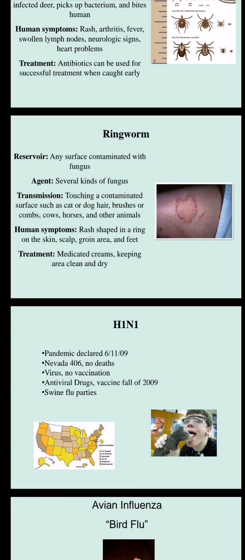Ringworm: any surface contaminated with fungus is a reservoir of ringworm. Agent: several kinds of fungus. So ringworm is caused by fungus. Transmission: touching a contaminated surface such as cat, dog, hair, brushes, combs, horses, and other animals. Human symptoms include rashes shaped in a ring on the skin, scalp, groin area, and the feet. Treatment: medicated creams, keeping the area clean and dry. Medicated creams, mostly antifungal.